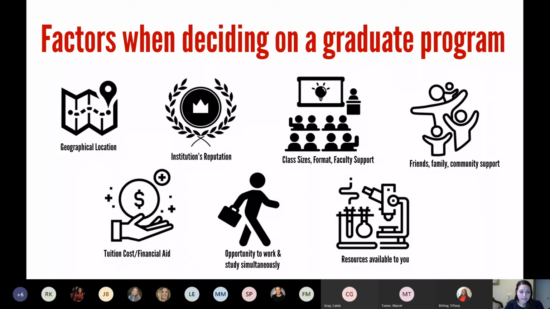All right, Bren says, my top factors are institution reputation, cost, and location. Jenna says reputation, cost, and resources available. Awesome, keep them coming.